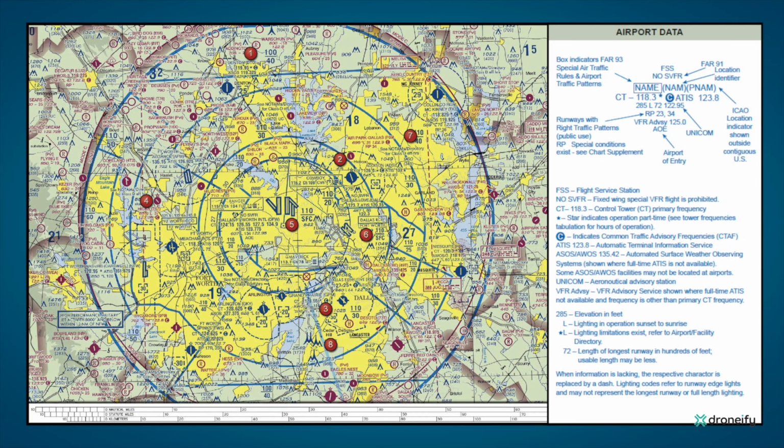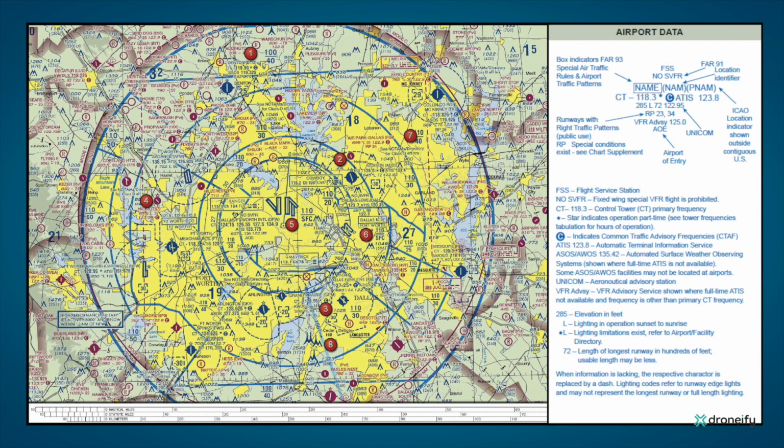Radio frequencies are used by pilots and air traffic controllers to communicate with each other during flight operations. Different frequencies are used for different types of communication, such as ground control, tower control, approach, and departure. Pilots must be familiar with the appropriate frequencies for their operations and be able to communicate effectively with air traffic controllers. Drone pilots operating in the vicinity of an airport must be familiar with the airport's communication frequencies and follow established procedures for communicating with air traffic controllers.